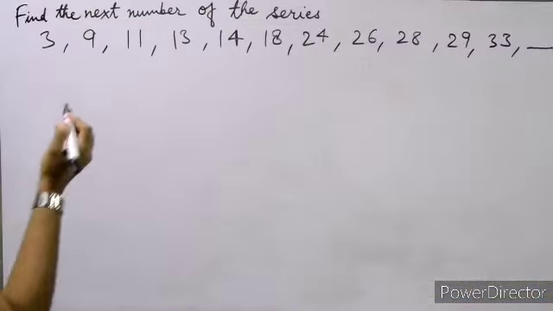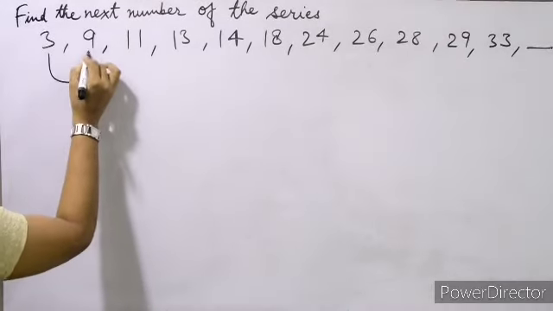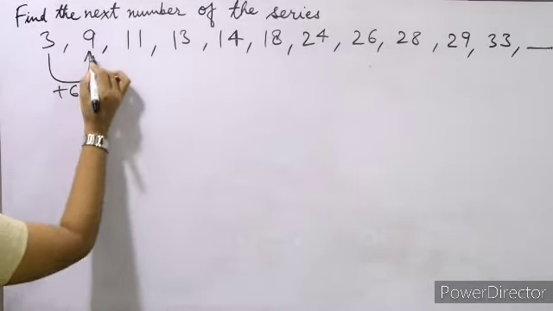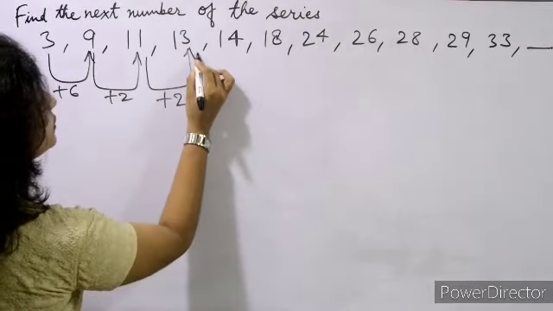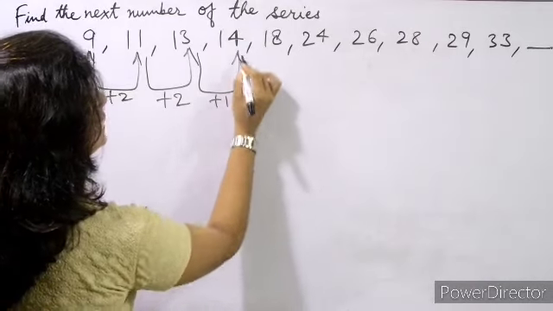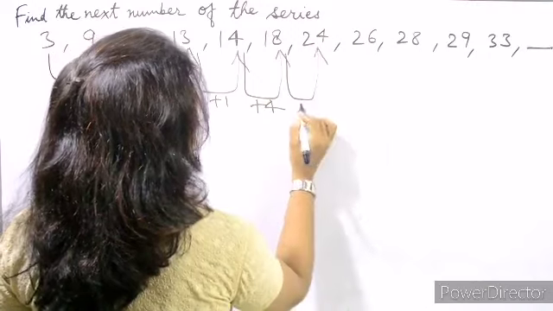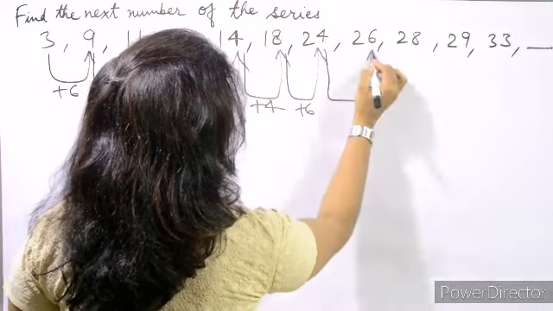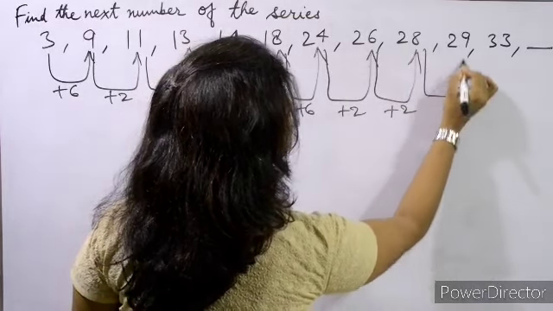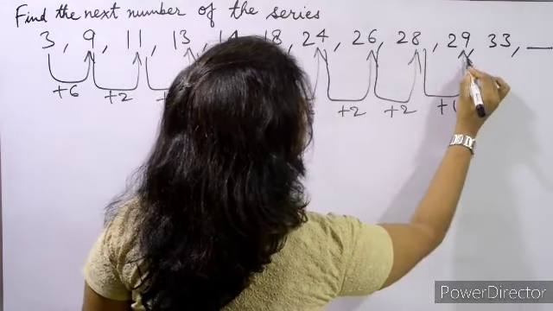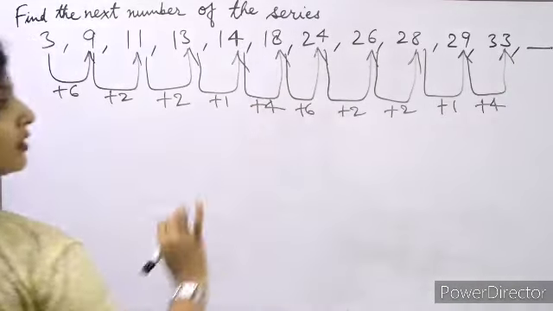See the question: find the next number of the series. How will we find the next number? We'll find the differences: plus 6, plus 2, plus 2, plus 1, plus 4. Now plus 6 again, plus 2, plus 2, plus 1, and plus 4. Now we have to find the last number.